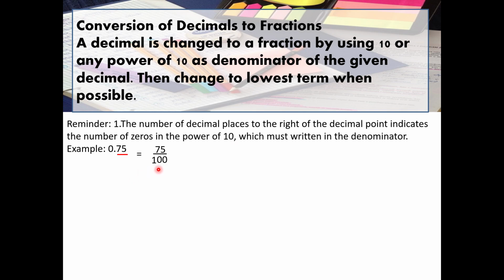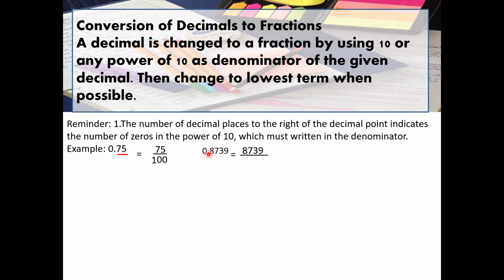So, magbigay pa tayo ng isa pang example para mas malinaw. 0.8739. So, paano nga natin makukuha ang numerator? Gagawin natin itong whole number. So, paano magiging whole number? Matatanggal yung point at yung 0. Matitira na lang ay 8739. Okay? And then, sa denominator, bilangin kung ilan ang number pagkatapos ng decimal point.